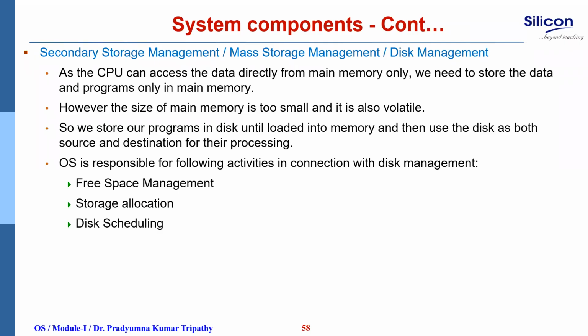Correct? So we store our programs in disk until loaded into the memory. Therefore, we store it in the disk itself and then use the disk as both source and destination for their processing. Correct? So if I want to copy from one location to another location on the disk, try to understand. From your hard disk, I want to copy a file from a location of the hard disk and store it in another location in the hard disk itself.